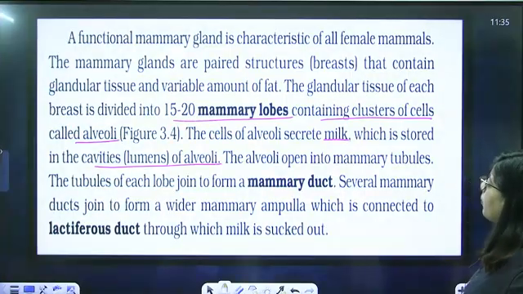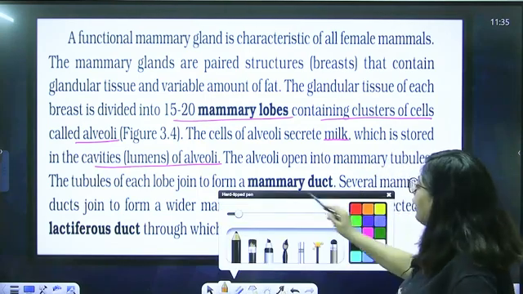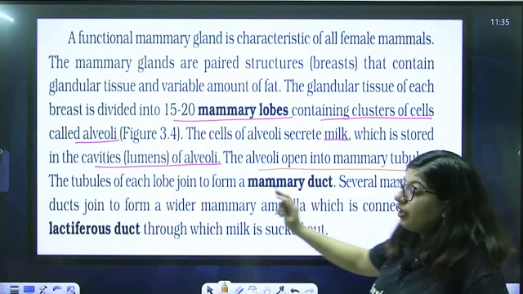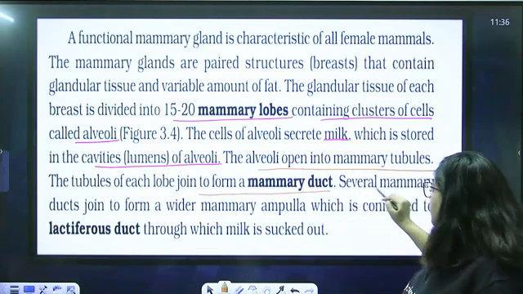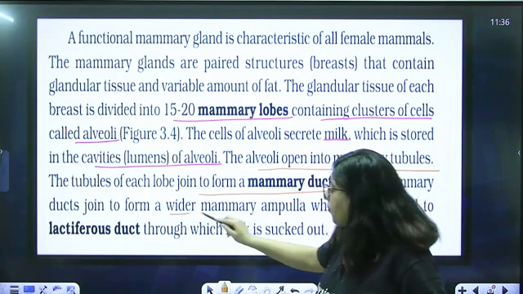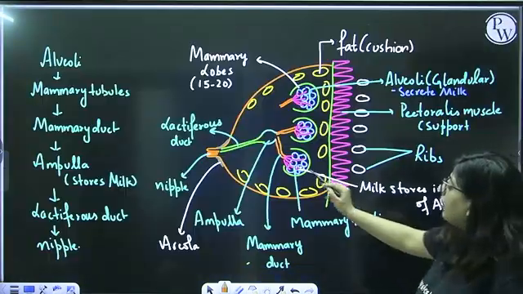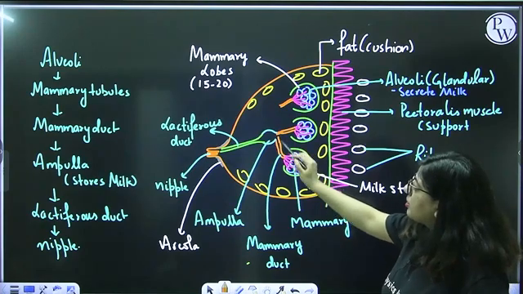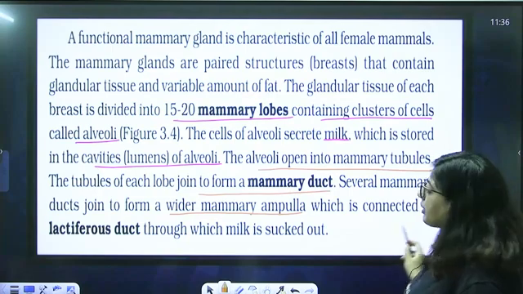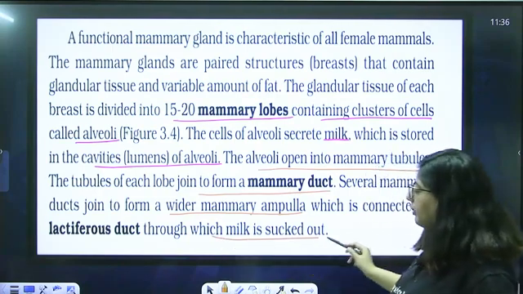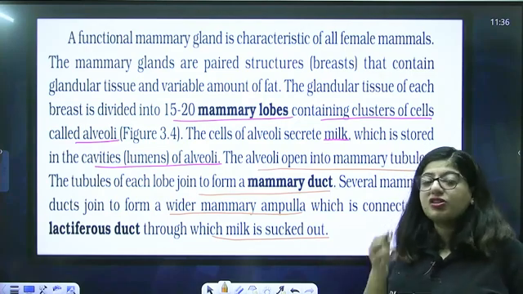The alveoli open into mammary tubules. As I have told you, alveoli will open into mammary tubules. The tubules of each lobe join to form a mammary duct. Several mammary ducts join to form a wider mammary ampulla, which is connected to a lactiferous duct through which milk is sucked out. So that's about the structure of a mammary gland.